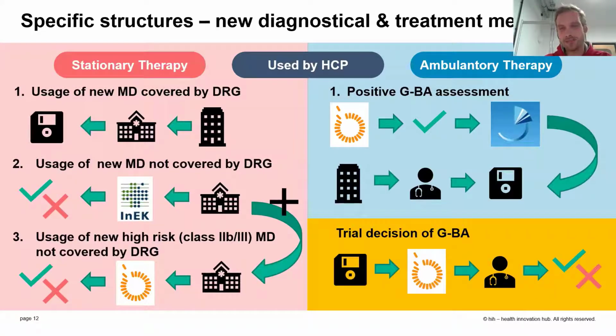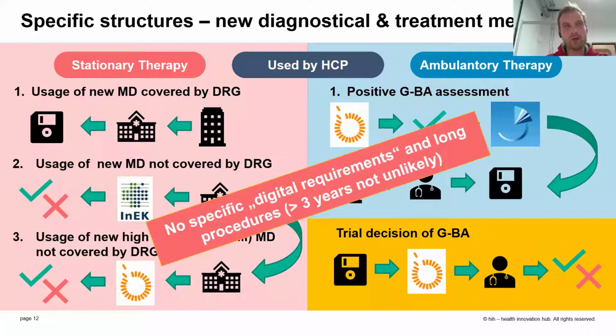Also, there's this Joint Federal Committee procedure about trials. If there is a new medical device on the market, the manufacturer can apply to the Joint Federal Committee for a trial decision. The trial decision means basically that the device can be used in a method by the healthcare professionals, and at the very end of the trial period, the decision by the Joint Federal Committee is made about the benefit of the medical device and therefore about its reimbursement in the ambulatory therapy.